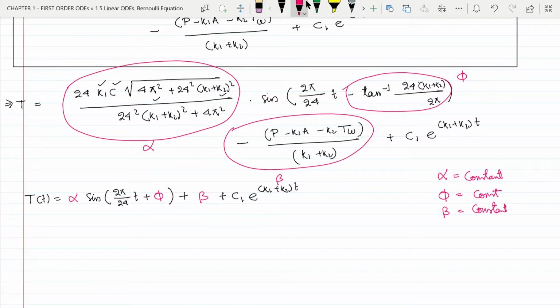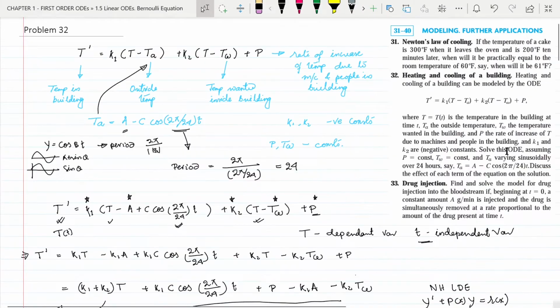This much we know. One more thing we have to note here is that the exponent of e, which is k1 plus k2, is negative. So this exponent is negative, because in the problem it has been given that k1 and k2 are negative constants. Now let us look at the statement of the problem to see what the question wants. The question is asking us to discuss the effect of each term of the equation on the solution. So we have to explain the effect of each of the terms of the equation on the solution.